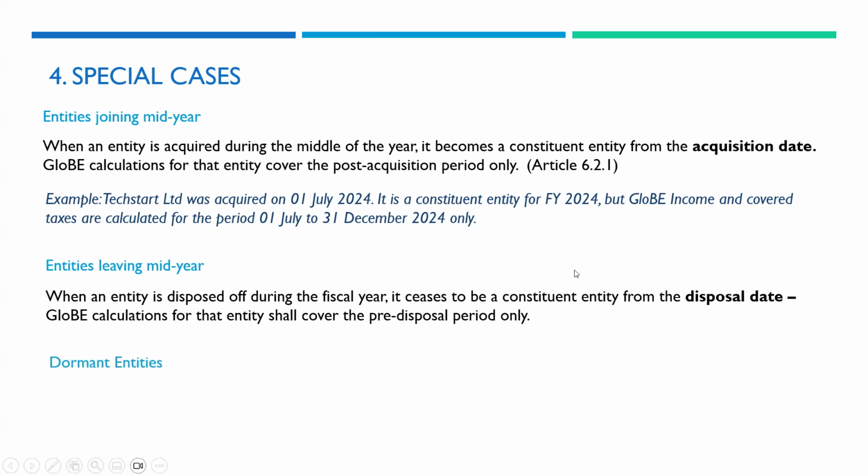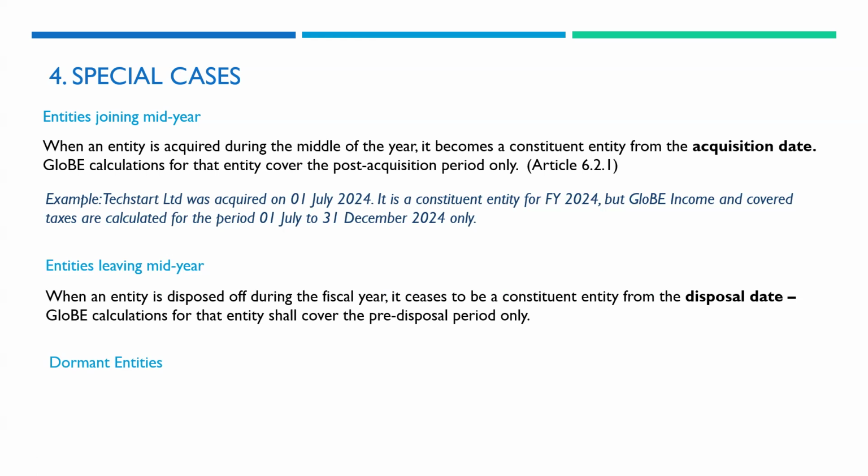Okay, what about dormant entities? So, what is a dormant entity? A dormant entity is one which does not do any operation. It's very dormant. No income, no expense, nothing. Right? We see a lot of these companies.